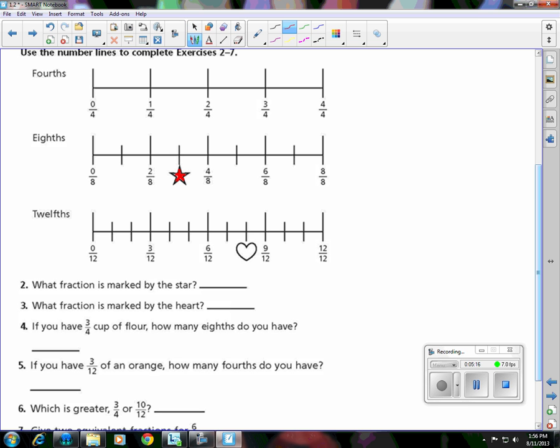Okay, well, if this is 0/8, what's this next one over? Right here is 1/8, right? So then we go 2/8, that makes the star 3/8, right? What fraction is marked by the heart?